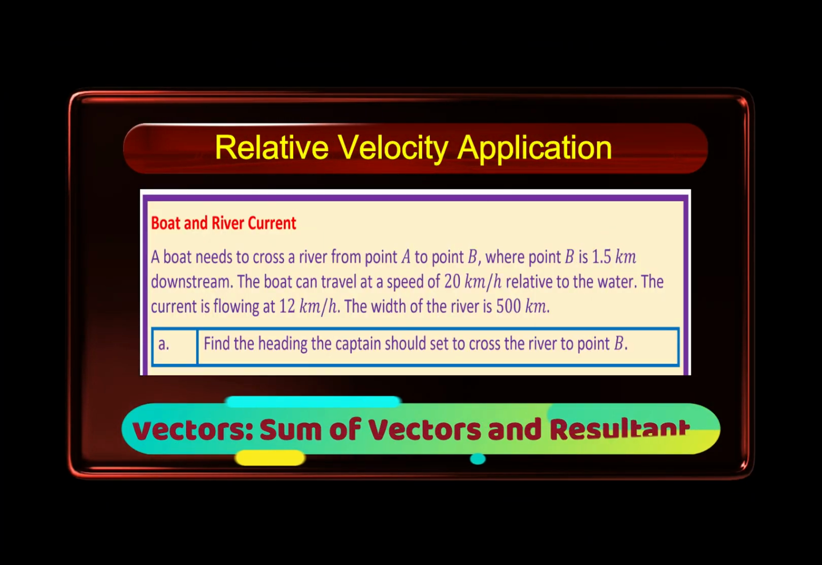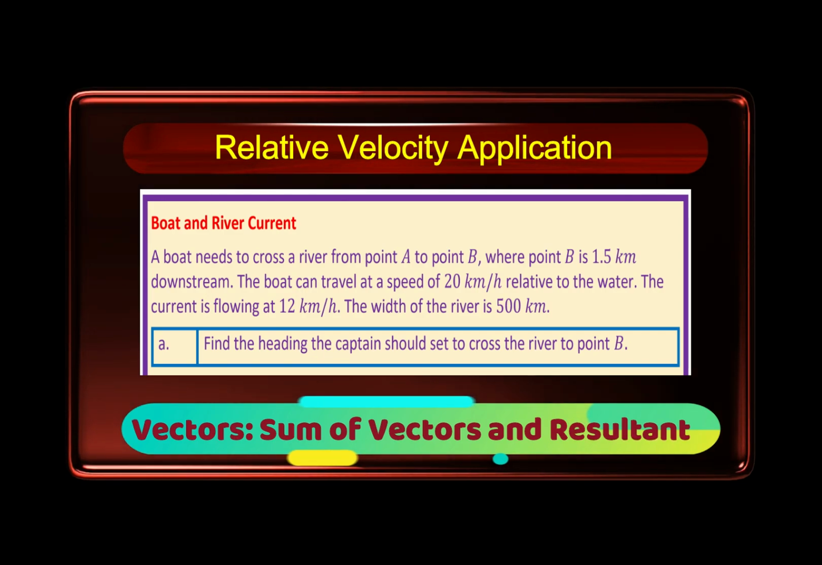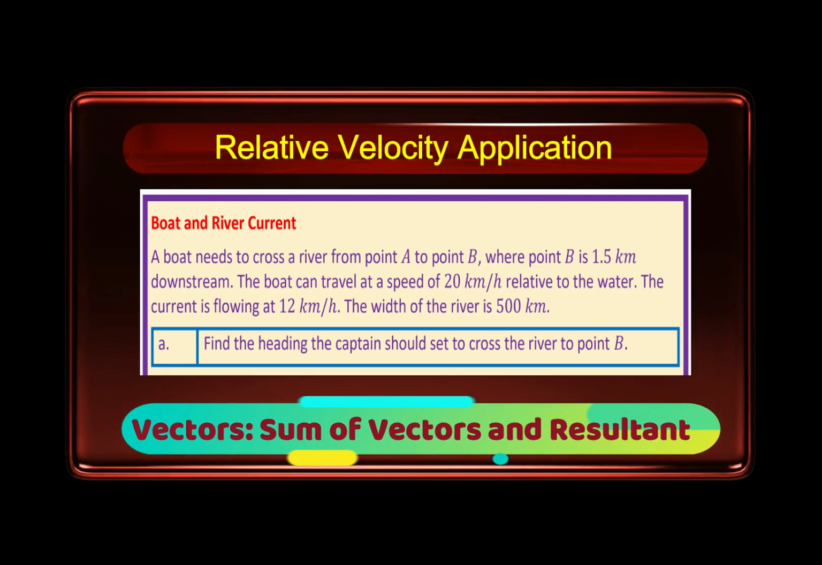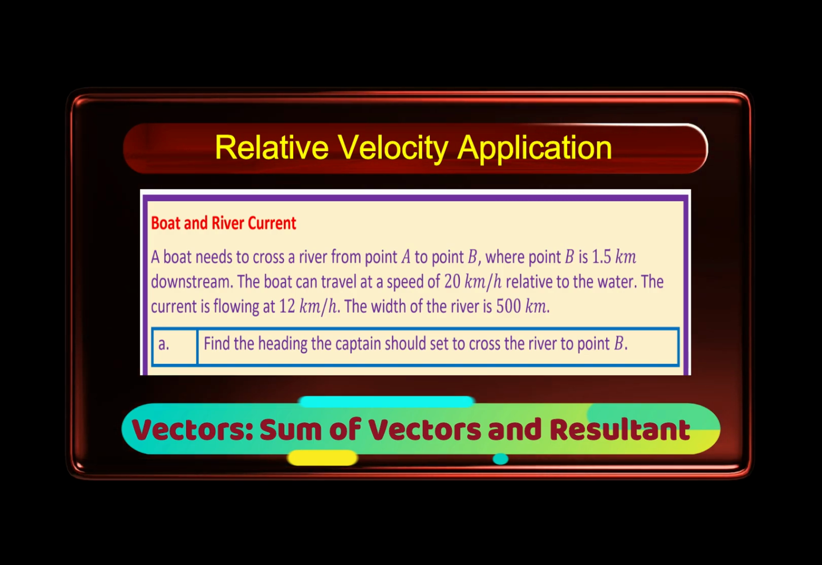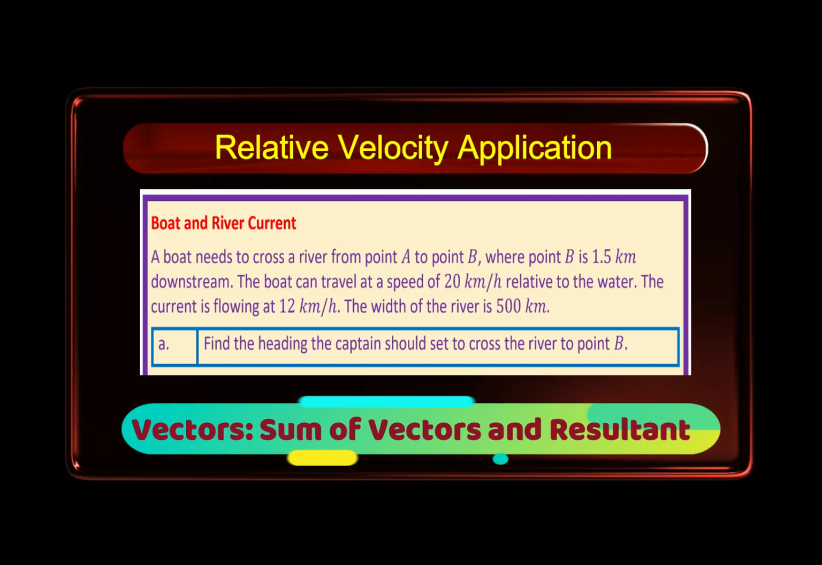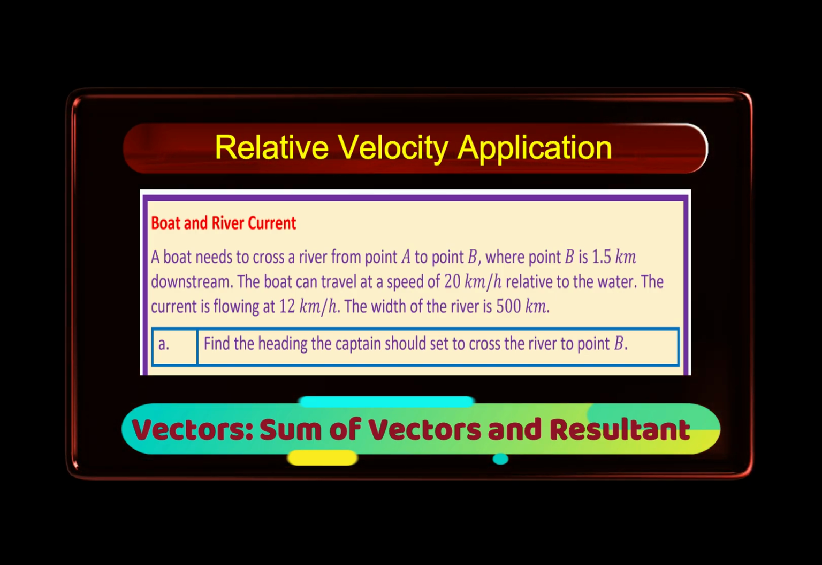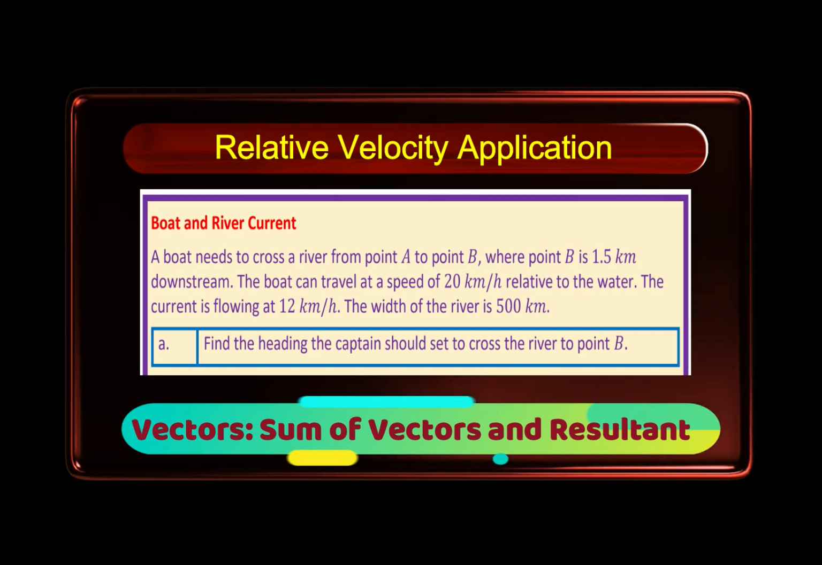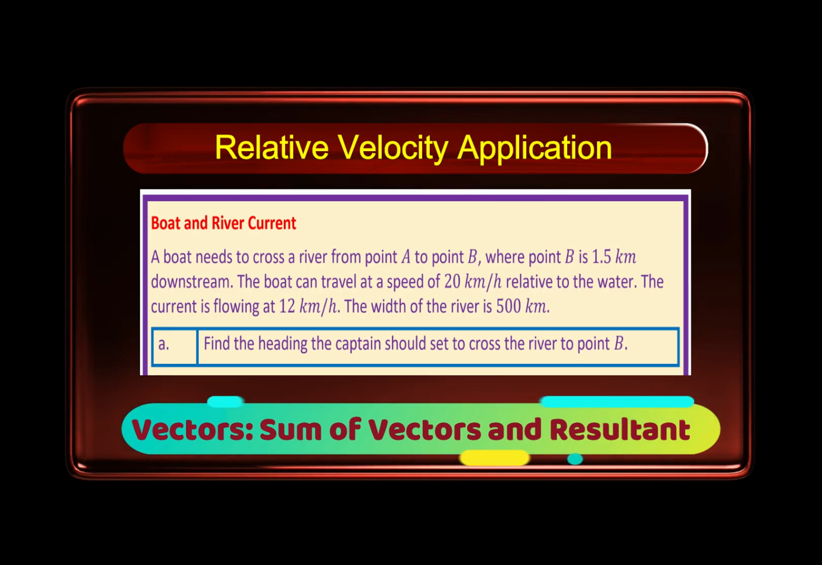Here is a very important test question based on relative velocity. We need to find the velocity of the boat relative to the ground so that it can reach from a point A to B, which is across the river downstream 1.5 kilometers.